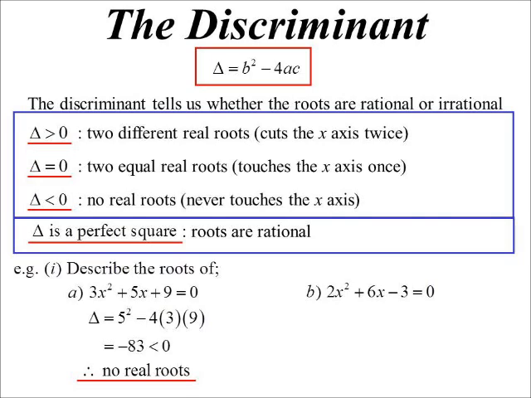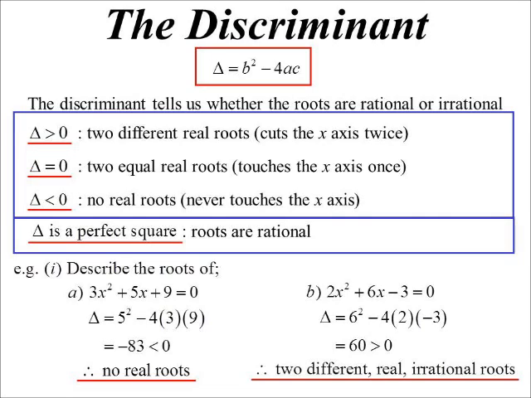2x squared plus 6x minus 3, the discriminant is 60. So it's a positive number. What are all the different things you can tell me about the roots of this equation? Yeah, there's two of them. Okay, yeah. What else? They're different, yeah. What else? They're irrational. Okay. So we've got two different real irrational roots.